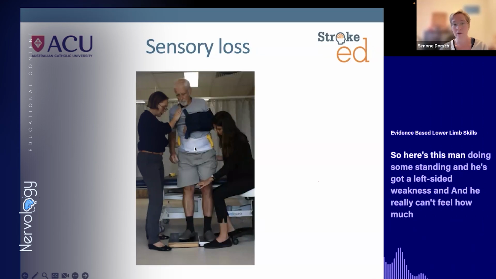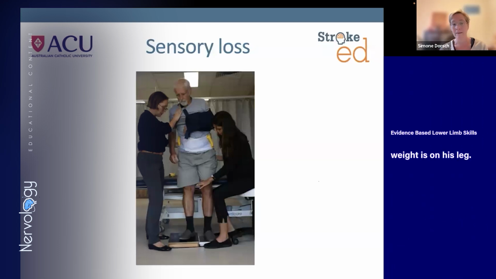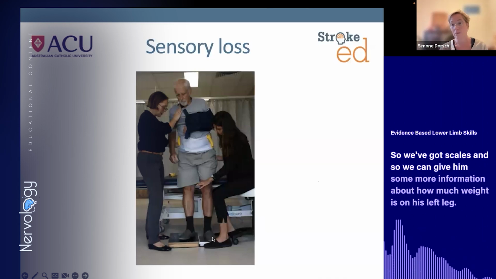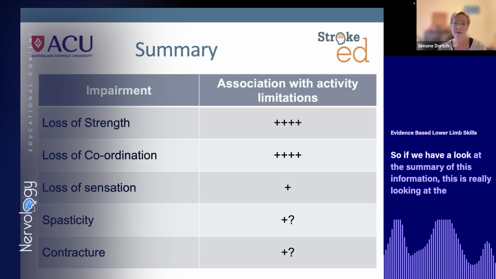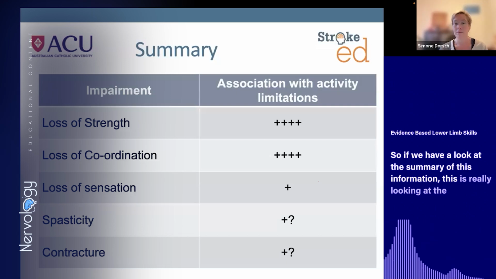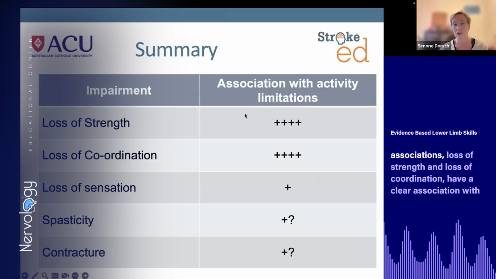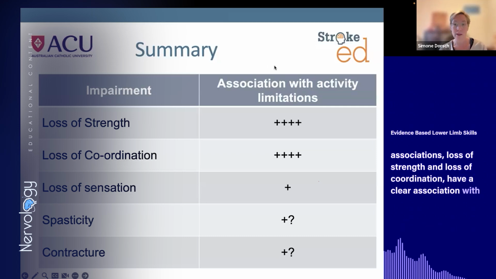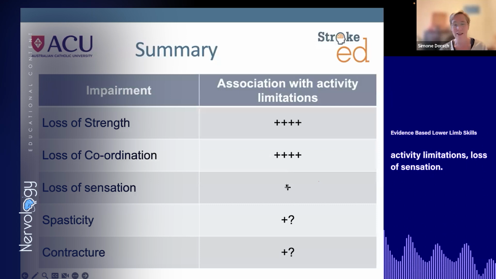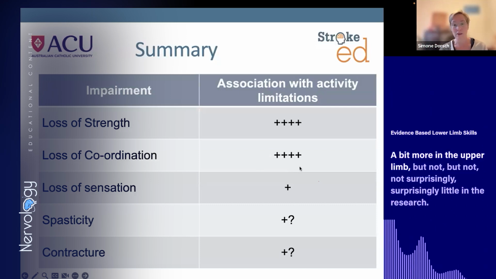So here's this man doing some standing and he's got a left-sided weakness, and he really can't feel how much weight is on his leg. So we've got scales, and so we can give him some more information about how much weight is on his left leg. So if we have a look at the summary of this information, this is really looking at the associations. Loss of strength and loss of coordination have a clear association with activity limitations. Loss of sensation, well, a bit more in the upper limb, but not surprisingly little in the research.